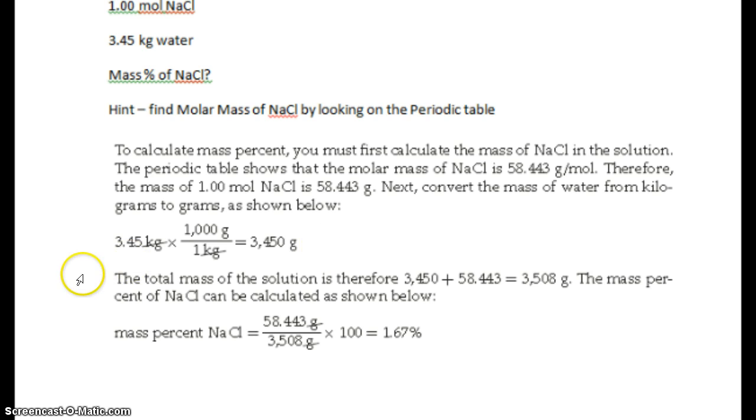The total mass of the solution, therefore, remember we've got to add it, so we have to add up our 3,450 plus our 58.443, which gives us a total mass of 3,508 grams. The mass percent of sodium chloride can be calculated as shown. Mass percent equals, put your mass of the sodium chloride on top over the total, times 100, which gives you 1.67%.